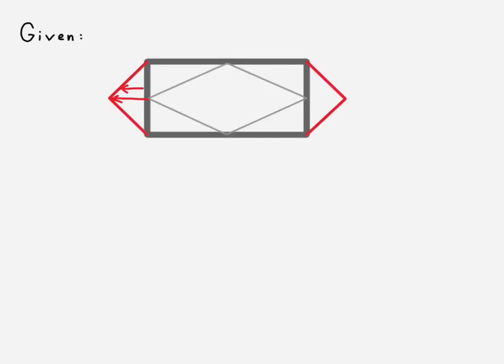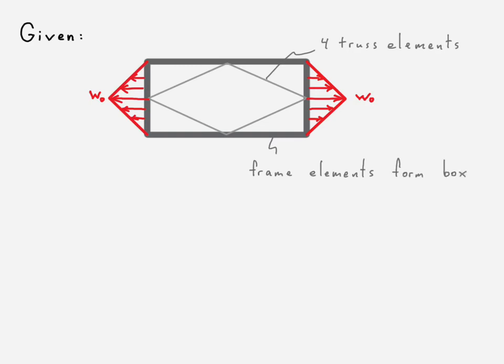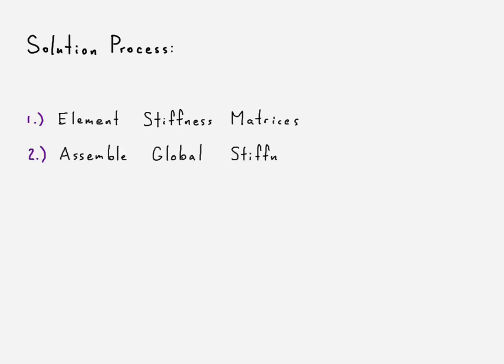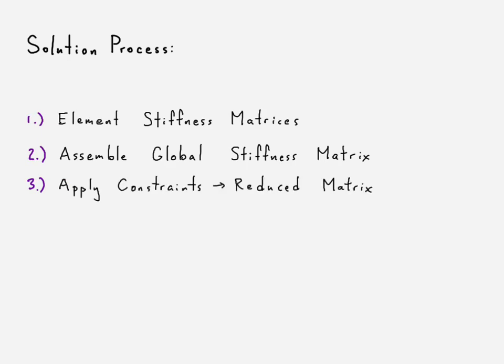The problem statement, there it is again, same problem. 4 truss elements on the inside, frame elements on the outside, and we want to find the usual suspects: displacements, reactions, and elemental loads. So the solution process, well, this should look familiar by now. We'll go ahead and figure out what our elemental stiffness matrices look like, assemble those into the global stiffness matrix, and then reduce the global stiffness matrix by applying constraints.